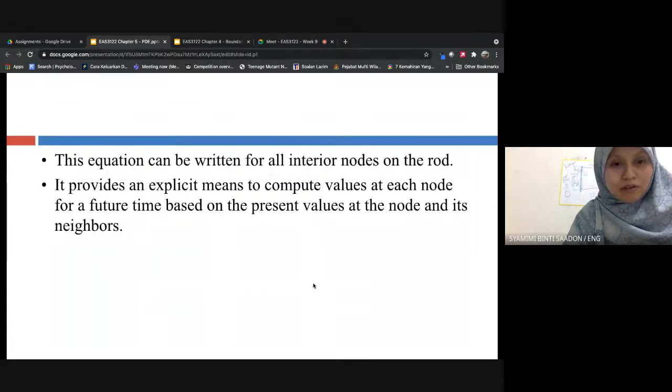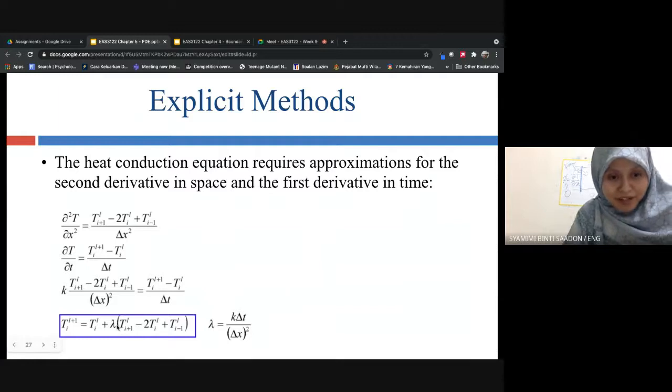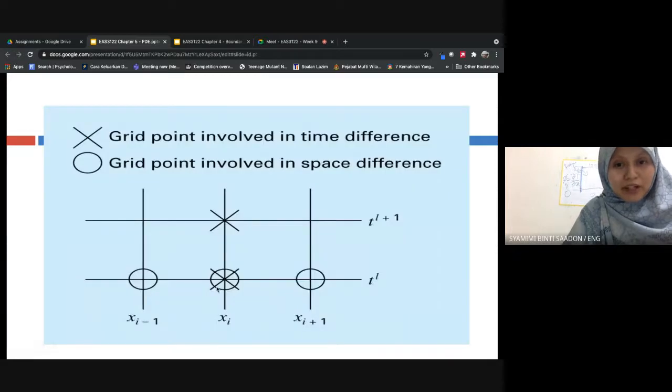For the space difference l, to apply the explicit method, we need only point l and point l plus 1. Point l and point l plus 1, TL and TL plus 1. Okay, so this is just a graphic explanation of the explicit method. So for this one node, we have to know each of these points.